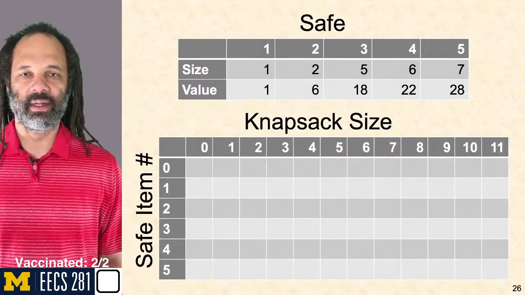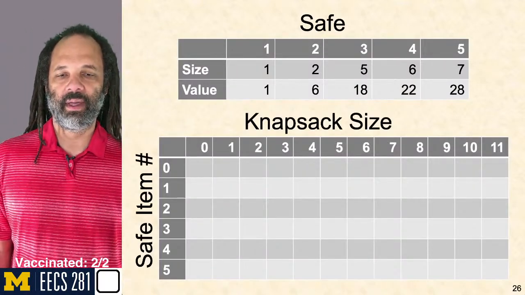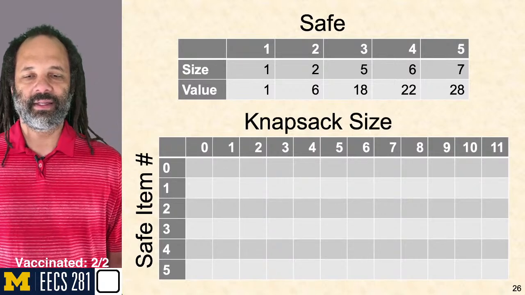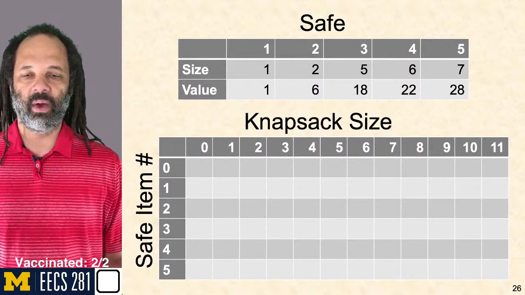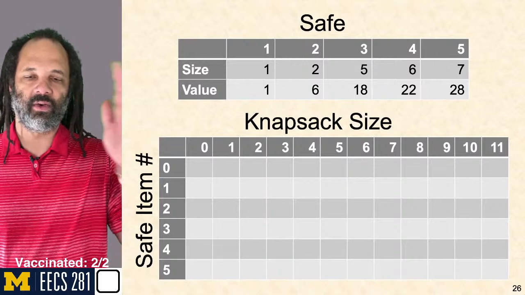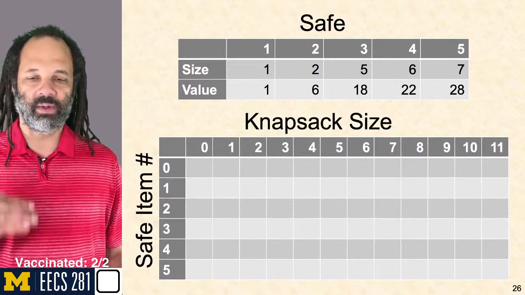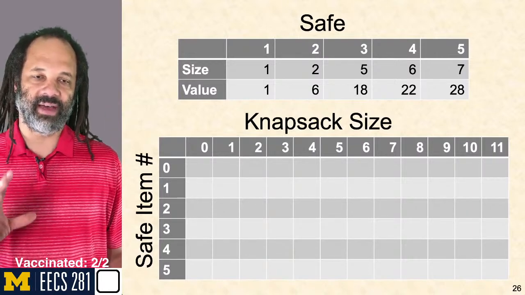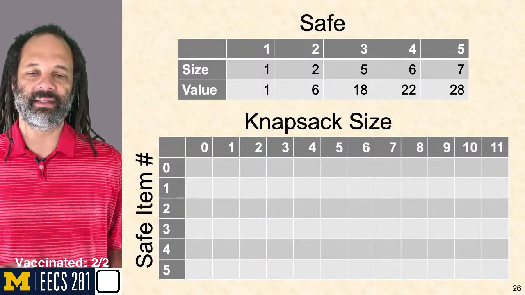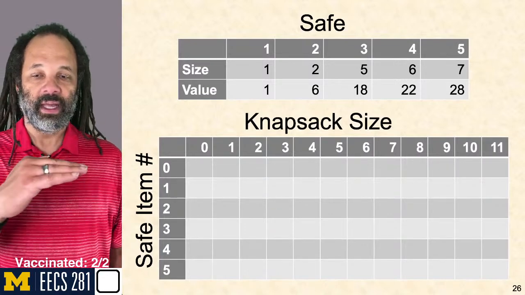All right, let's walk through this here. So I've got this 2D memo now. It goes from 0 to 11 across and 0 to 5 down because I've got these 5 items and this knapsack of size 11. And I'm just going to work on this in a nested loop form.